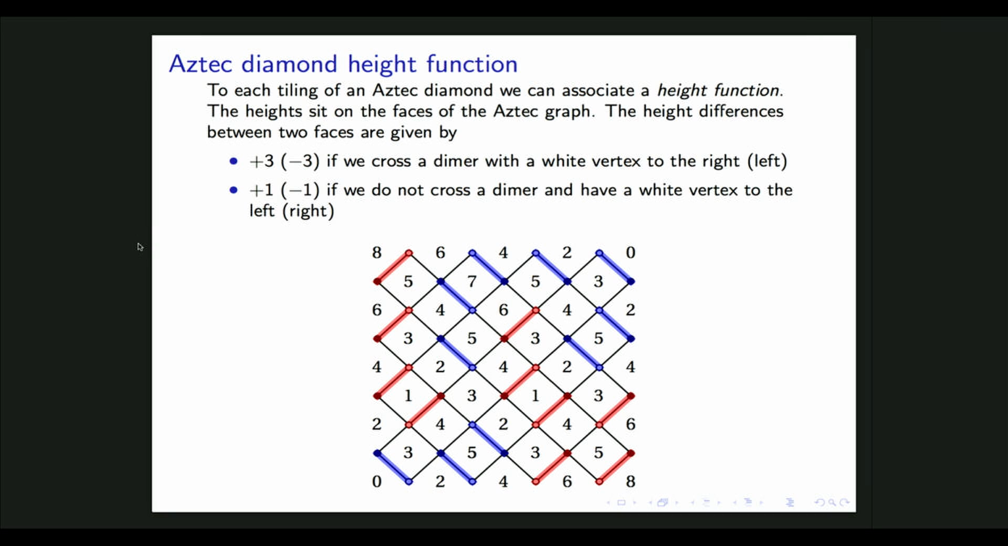So I put the height 0 here. If I cross a dimer like this with a white vertex to the right, then I go up by 3. If I cross where there is no dimer and I have a white vertex to the left, I go up by 1. But if the white vertex is to the right, I go down by 1. Similarly, if I cross the dimer in the other direction, I interchange it, so I go down by 3. So the steps are always plus or minus 1 and plus or minus 3, depending on whether you don't or do cross the dimer. So this is what I've written here.